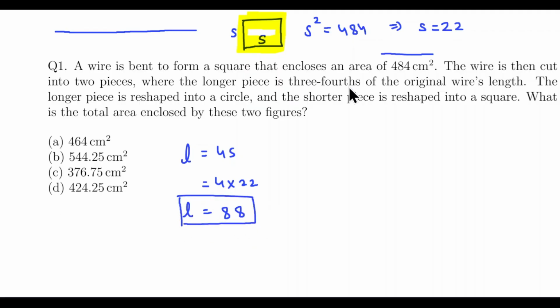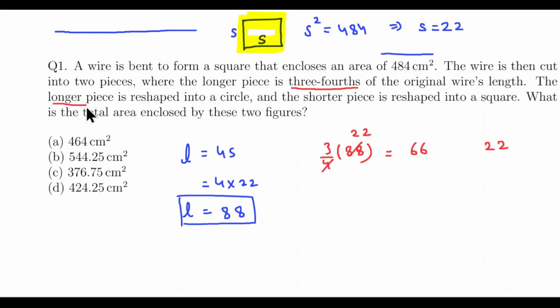Now, 3/4 of this is the longer piece. What is the 3/4 of 88? That's going to be 4 times 22 is 88, and this is 66. So this is the longer piece. So obviously, the shorter piece is going to be 22 units.